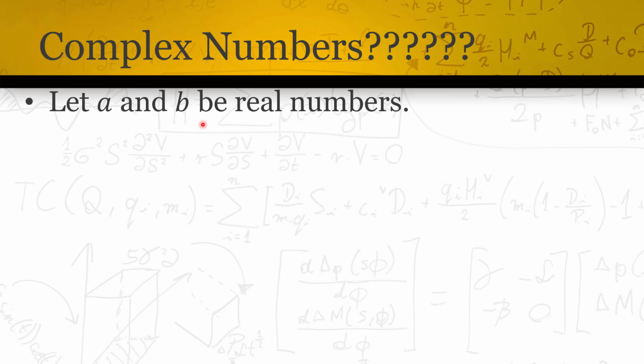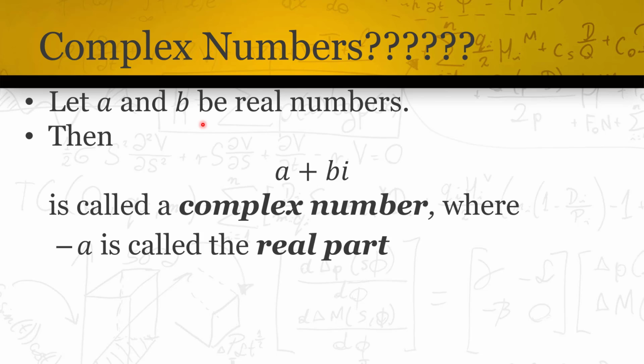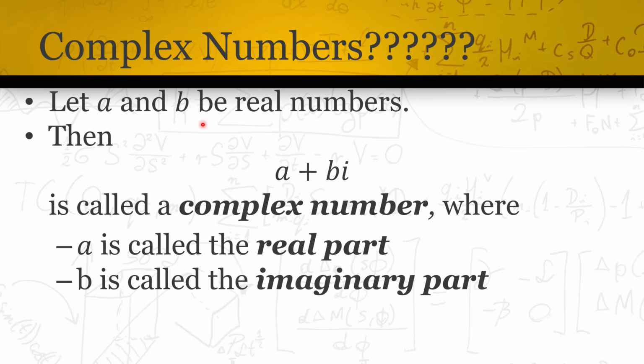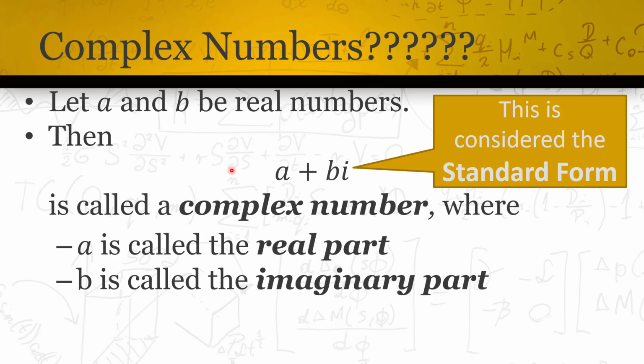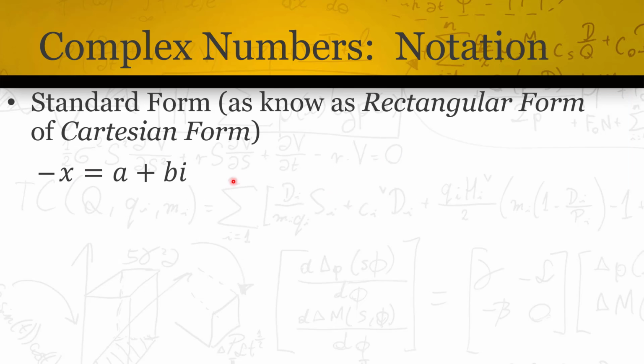Okay, so let a and b be real numbers. Then the sum a plus b times i is what we call the complex number, where a is the real part and b is the imaginary part. This representation right here is what we call the standard form of the complex number. In most of your homework problems, you're going to be asked to express your answer in this particular form: some number plus some other number times i.